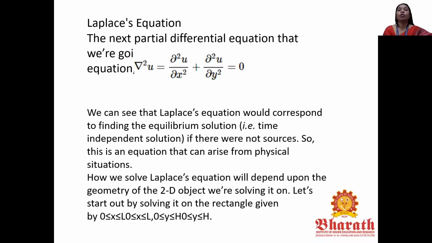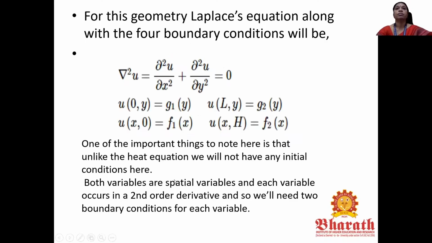Let's start out by solving it on a rectangle, given that x varies from 0 to l and y varies from 0 to h. So for this geometry, the Laplace equation alone, with 4 boundary conditions, will be given below.